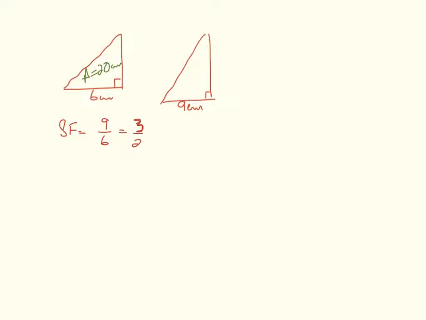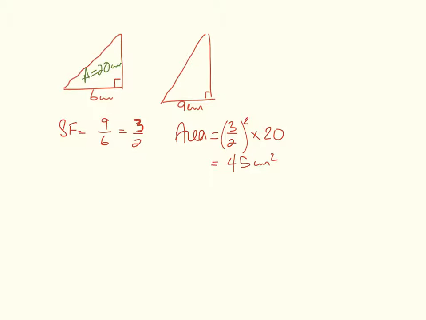So that's fine. The area then of your big triangle is going to be equal to your scale factor squared for area, multiplied by the area of your smaller triangle, which is going to be equal to 45 centimeters squared. And that's pretty much it.